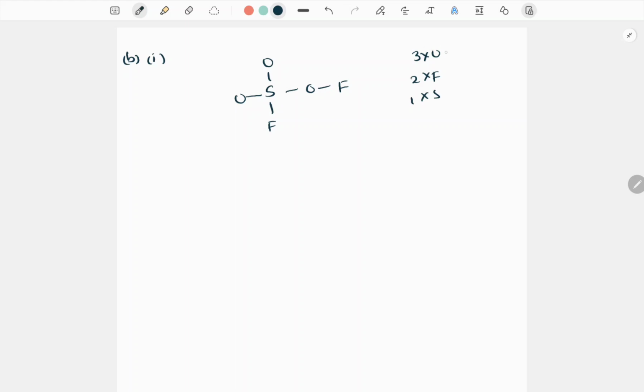What's the valency of oxygen? 6. 6 into 3, 18. Fluorine 7. 7 into 2, 14. Sulfur 6 into 1, 6. 14 plus 6, 20, plus 18, 38.